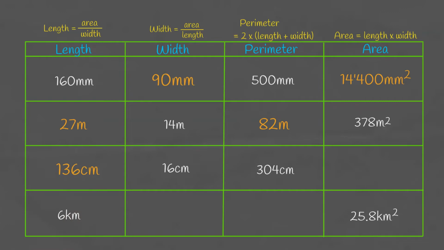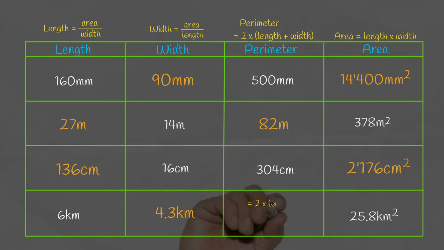And then the area is simply 136 times by 16, so it's 2,176 centimetres squared. And for the last rectangle, we have the length and the area. So the width is simply the area divided by the length, which is 25.8 divided by 6. So the width is 4.3 kilometres. And the perimeter is 2 times 6 plus 4.3, so 2 times 10.3, which is 20.6 kilometres.